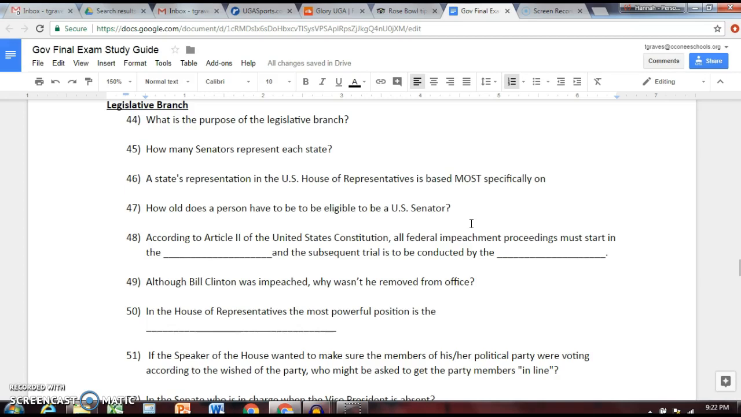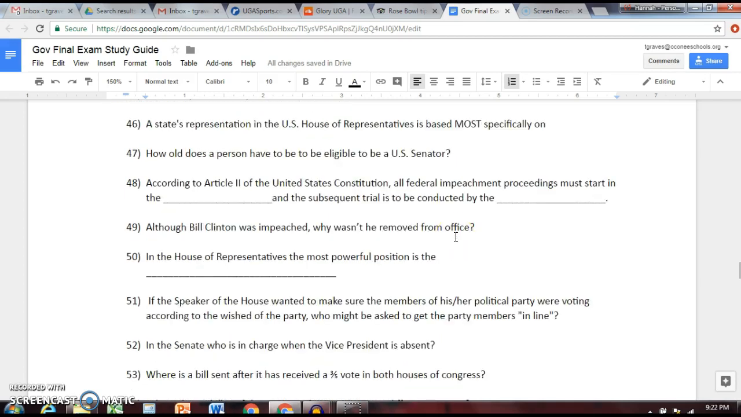Number 50, in the House of Representatives, the most powerful position is the Speaker of the House. Speaking of the Speaker, number 51, if the Speaker of the House wanted to make sure that all the members of his political party, right now, Paul Ryan is a Republican and he is the Speaker of the House. The Republicans are in the majority in the House of Representatives.